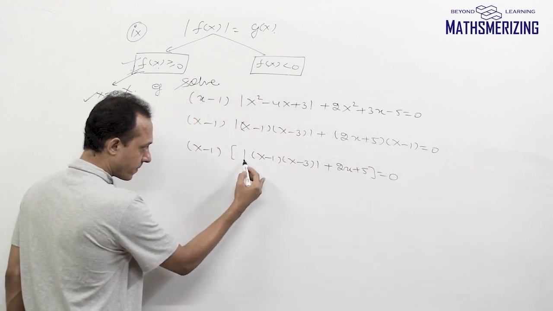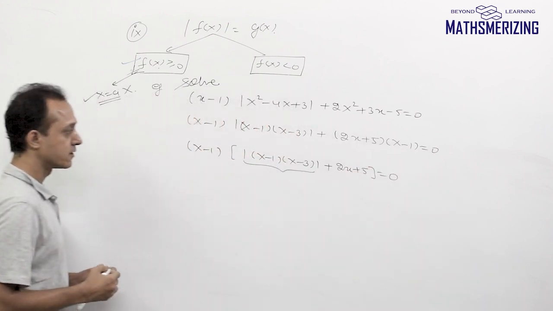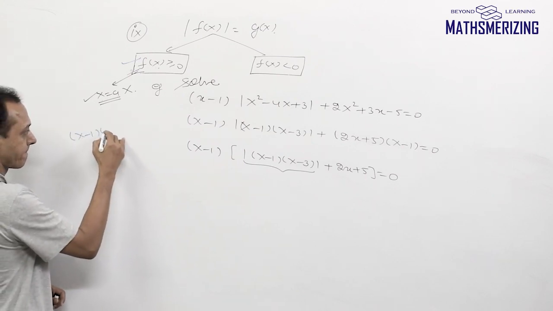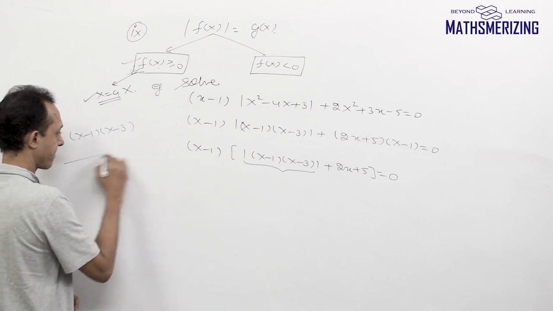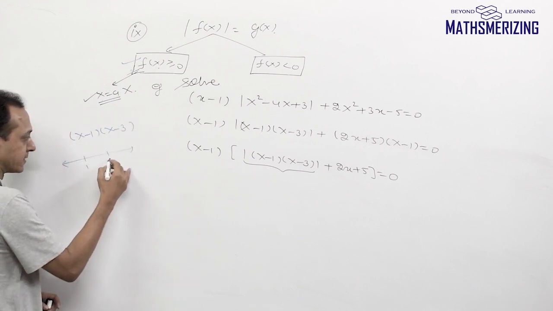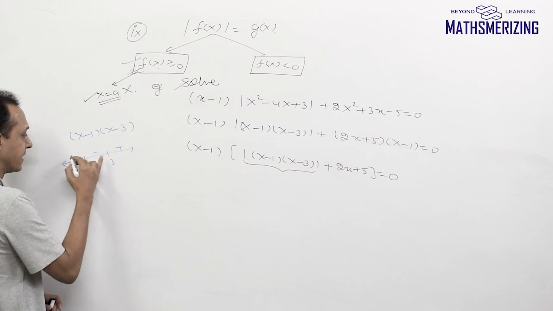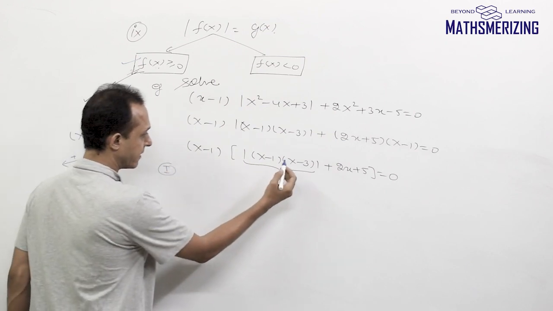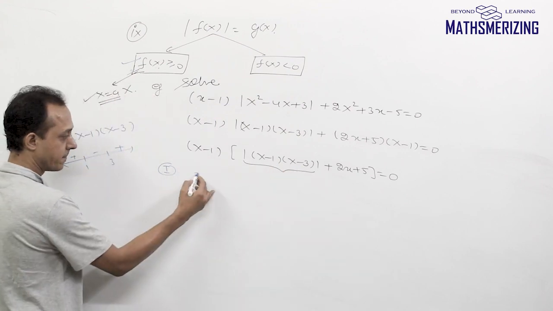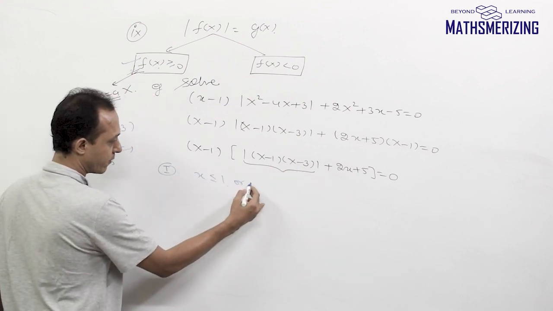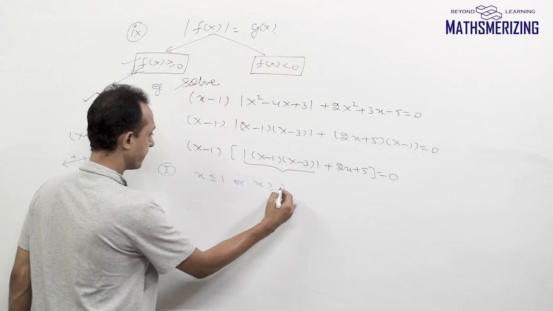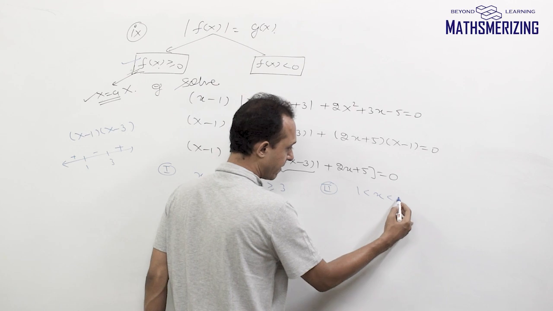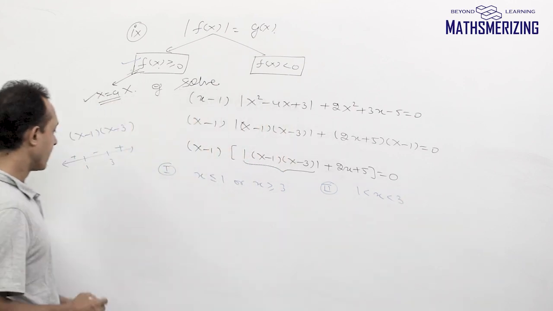So now I'll take this function, which is |x minus 1|, x minus 3. So this is 1 and this is 3. Rightmost is plus, minus and plus. So I need to take two separate cases. Case 1, when this (x minus 1)(x minus 3) is positive, which is when x is less than or equal to 1, or when x is greater than or equal to 3. And the second case, when the value of x lies between 1 and 3.